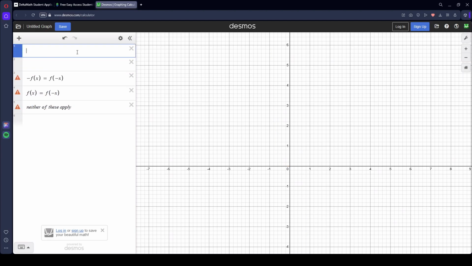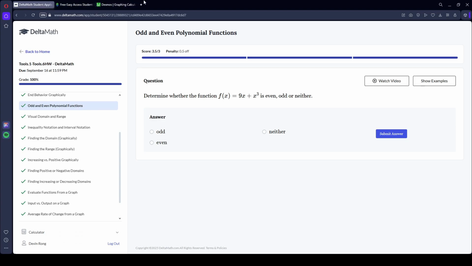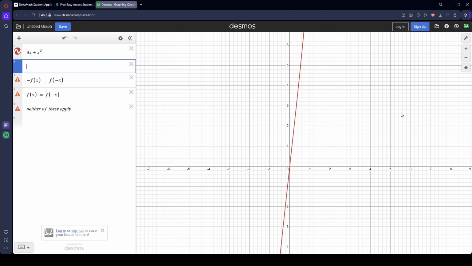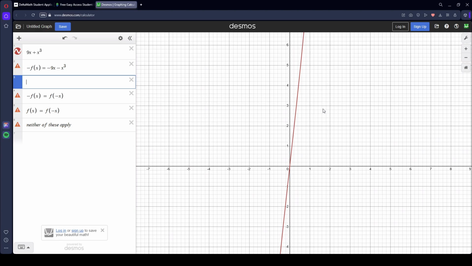Okay. 9x plus x3. x3. This looks not like a graph. Okay, let's see. Negative f. I mean, it is a graph, but it's getting hard here. Negative x with x. Let's see. So negative 9x. This is basically just turning the entire thing negative for a negative f of x.